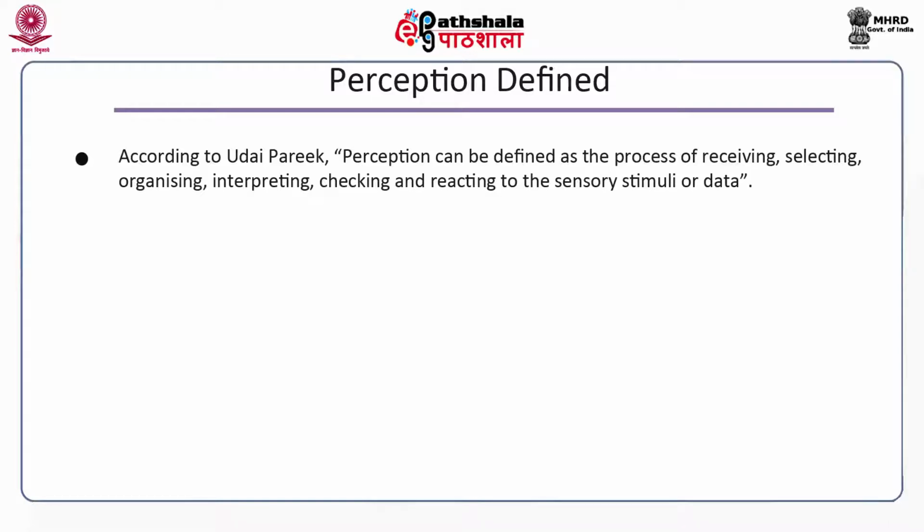Robbins defines perception as a process by which individuals organize and interpret their sensory impressions in order to give meaning to their environment. Another definition, given by Umasekaran: perception is the process through which people select, organize and interpret, or attach meaning to, events happening in the environment.